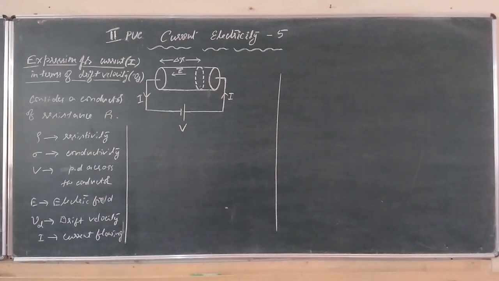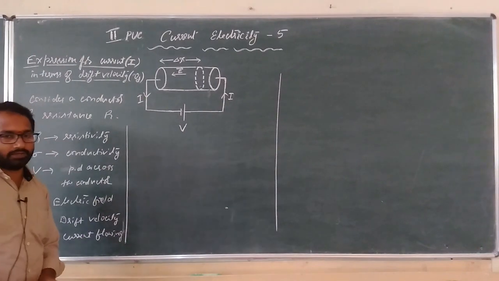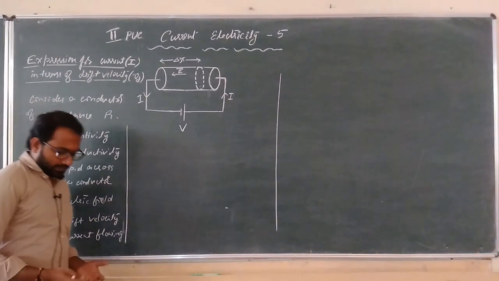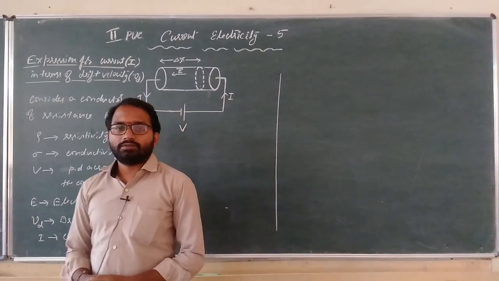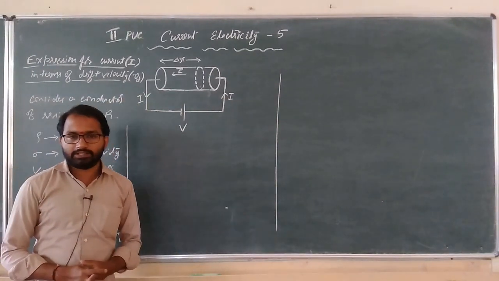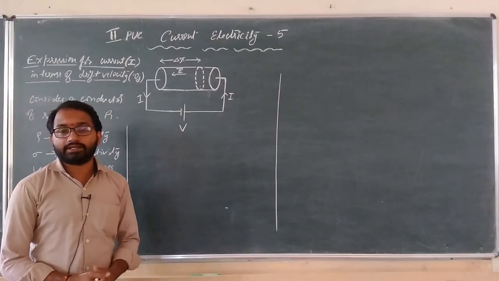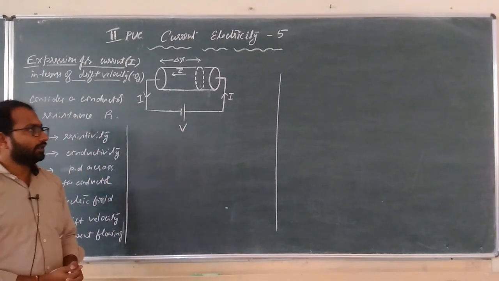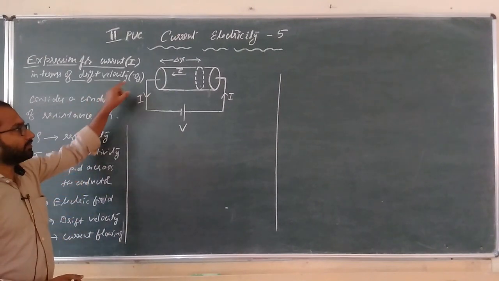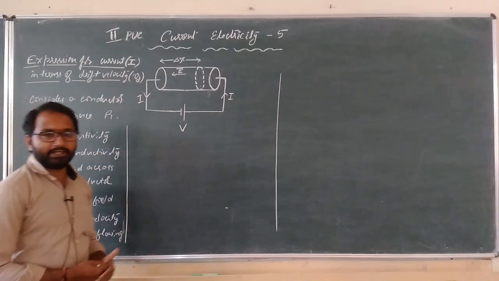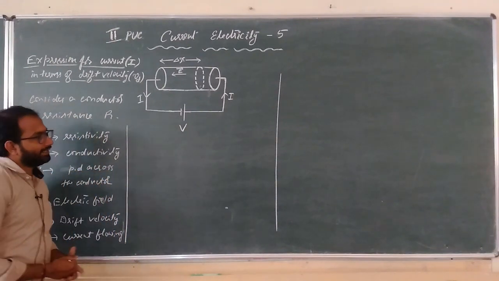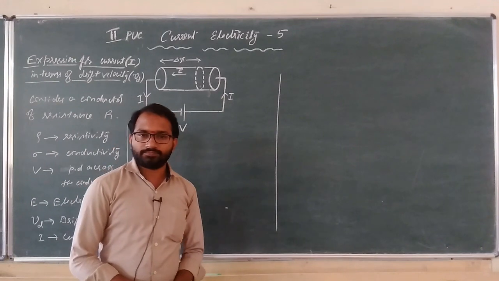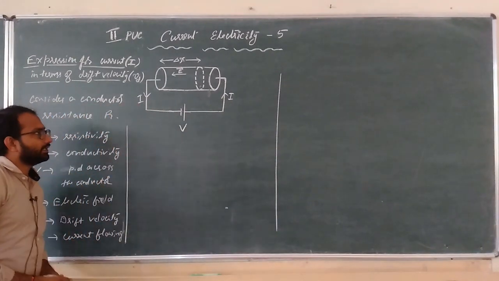So in this class, we derive the expression for current in terms of drift velocity. In the previous class, we derived the expression for drift velocity of electrons, which is the average velocity with which electrons move under the influence of an external electric field. In this class, we derive the expression for current flowing through the conductor in terms of the drift velocity of electrons. So current is nothing but the time rate of charge flow. So we derive I in terms of Vd.